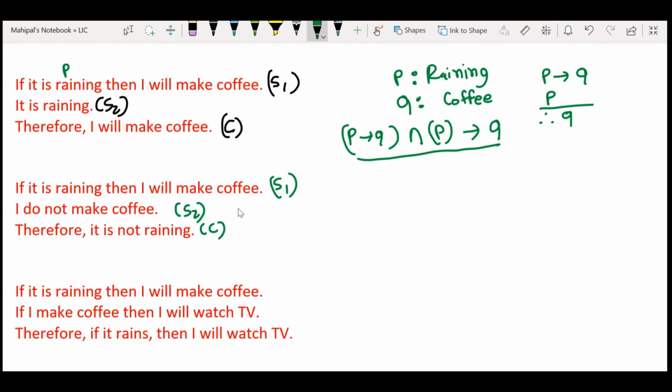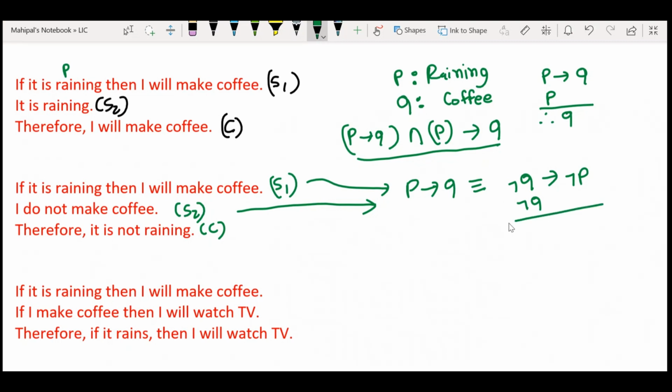So if it is raining, then I will make coffee. This is similar to P implies Q. It is actually P implies Q, can I say? Yes, sir. Right. And we know that P implies Q is equivalent to negation Q implies negation P. So this is a representation for statement 1. For statement 2, I do not make coffee, so negation Q is given to you. And the final conclusion is, it is not raining, which is equivalent to negation P.